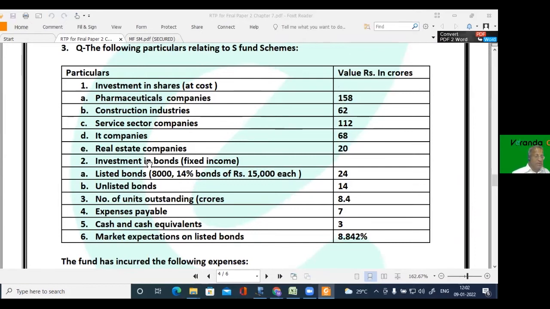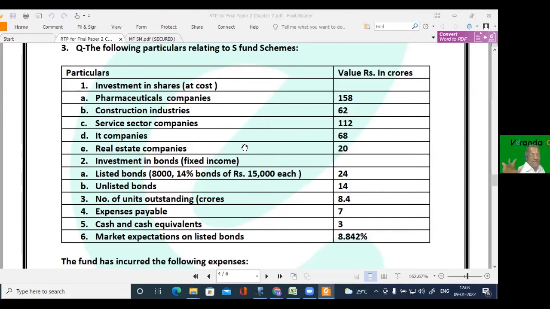What is that? Investment in bond fixed income, listed bonds 8,000, 14% bond of 15,000 each. So if you multiply 8,000 with 15,000, you will be getting 24 crores. Now let me just check 8,000 into 15,000. You get, oh, not to that extent. In terms of lakhs, you are getting 1,200. Maybe some other bond also is there. Let us just wait.